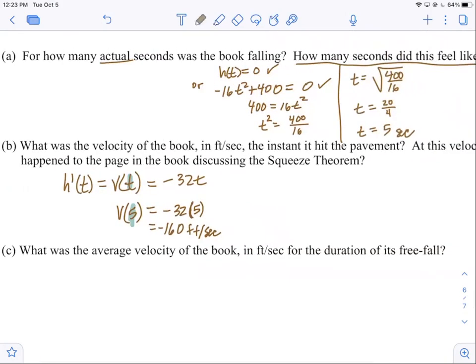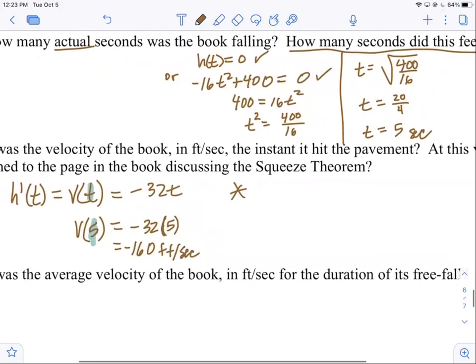Let's go ahead and write a sentence. We haven't really done this yet, and there's a whole time to write sentences later on, but now's a good time to throw it at you. You might be asked to explain the meaning of this in the context of the problem. And when you have velocity, there's kind of two ways to do it.